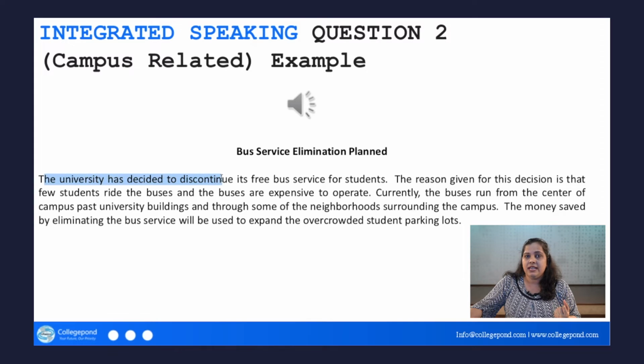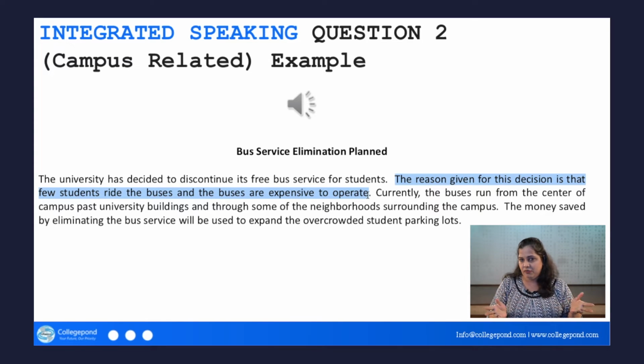So the university has decided to discontinue its free bus service. So that's the main point. That's the topic sentence. The reason given is that few students ride the buses and buses are expensive to operate. So now you see that there are two reasons that they have given. One is very few people. The other thing is they are expensive. So the university kind of wants to get away with it, get done with it.